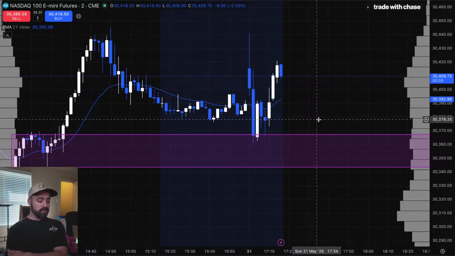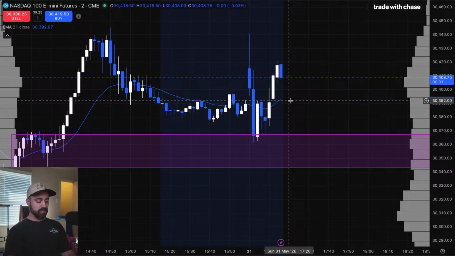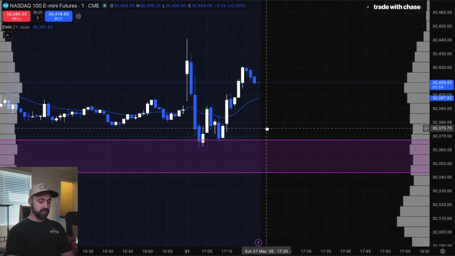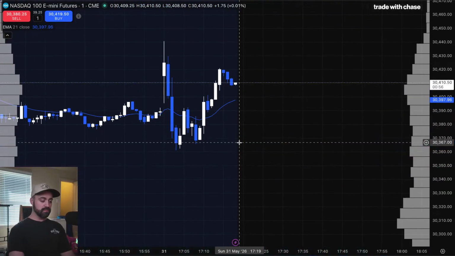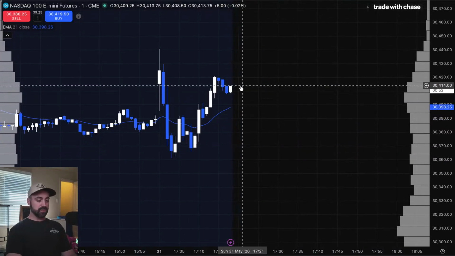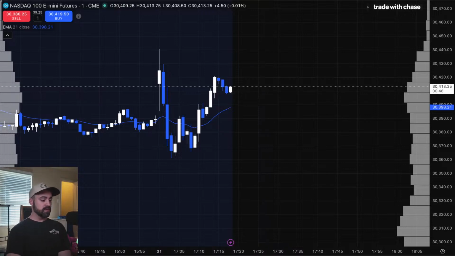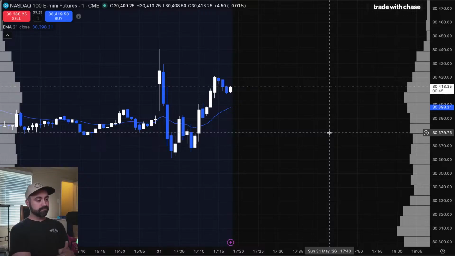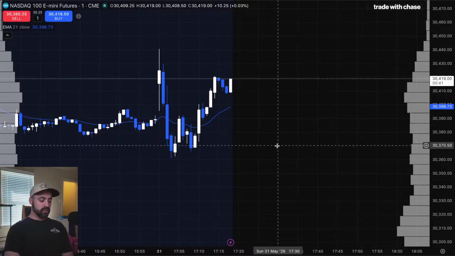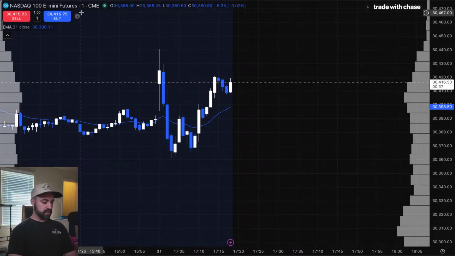Either way, I'm not looking for a massive move. So if this does come down and say we bounce off of this 21 EMA, I could take it and just look for a small move to the upside, get out, and wait for another bounce later. So that's kind of what I'm doing. Which it did not.